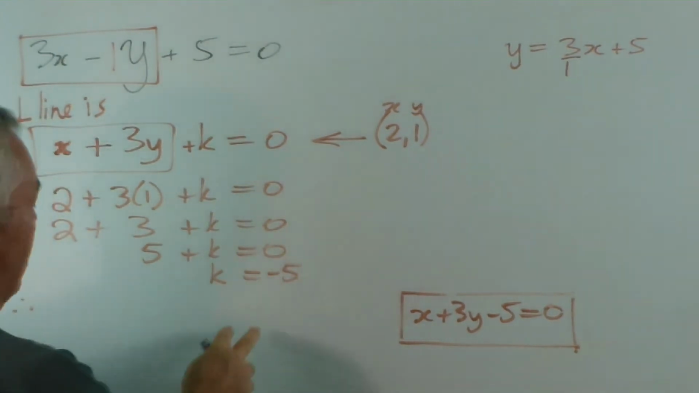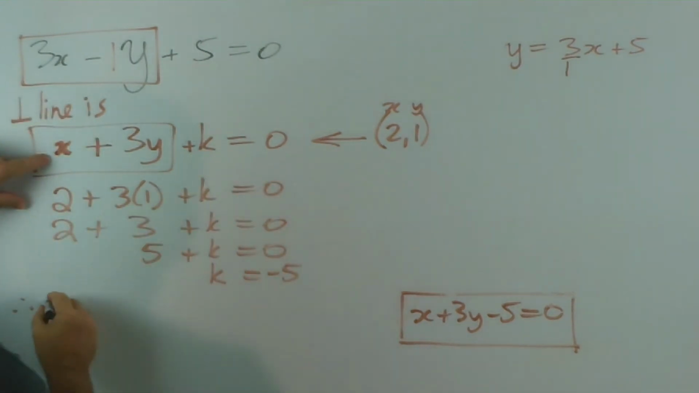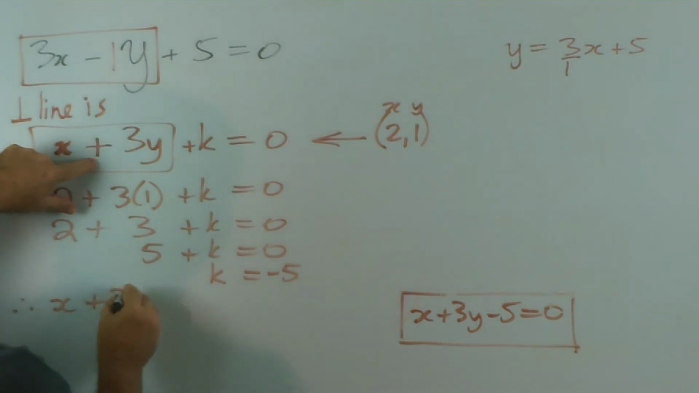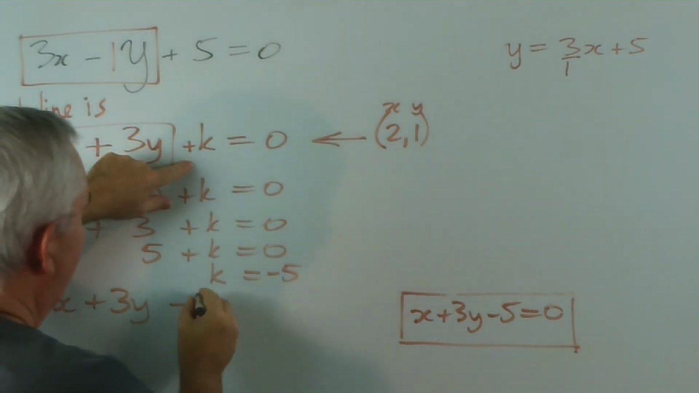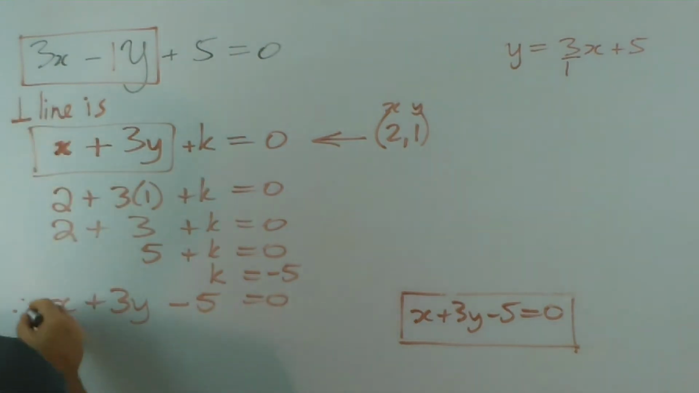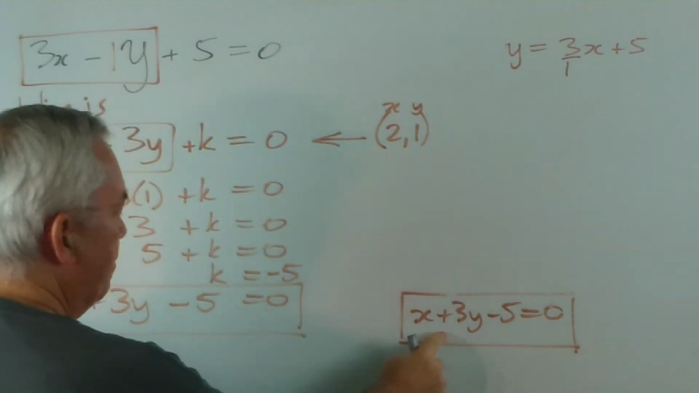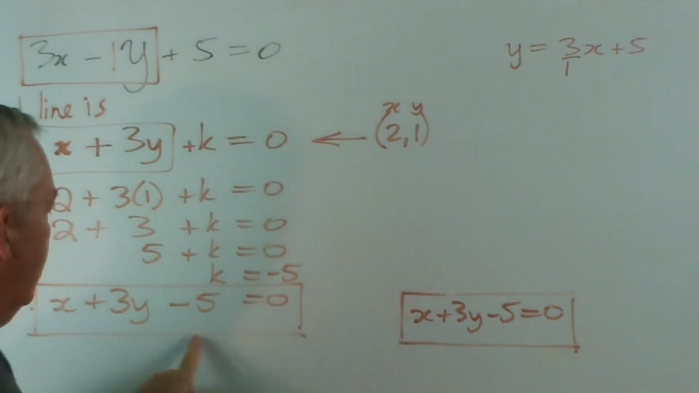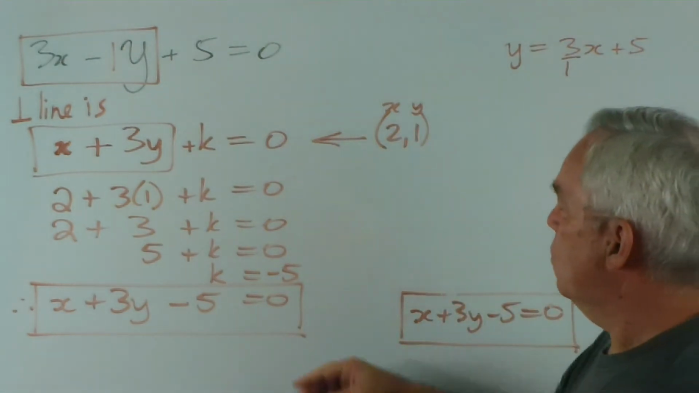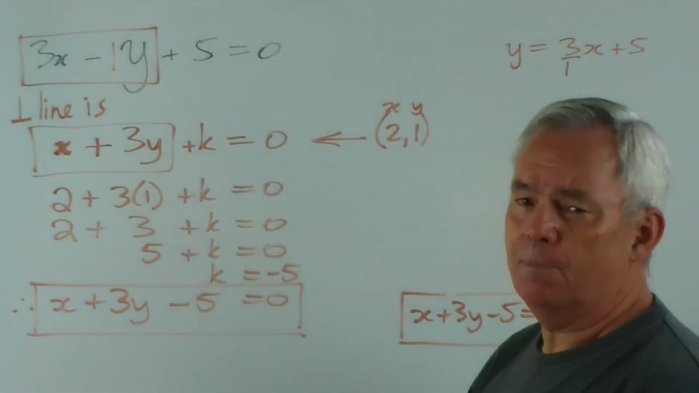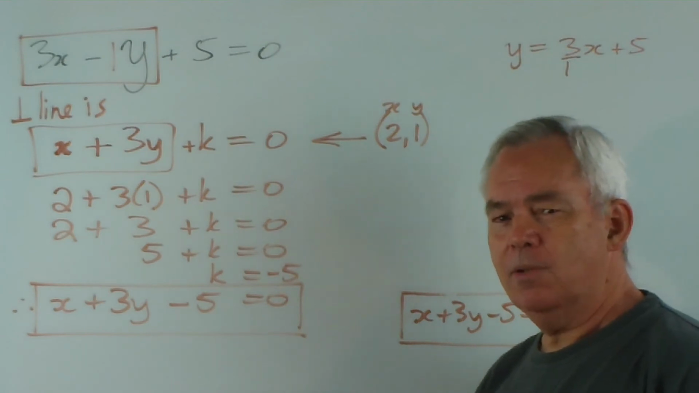Therefore, since I now know the k value, I put it back here, and I get x plus 3y minus 5 is 0, and that is my perpendicular line. And guess what? There it is, found the traditional way. But this way took that much work. I hope you appreciate the simplicity of it.